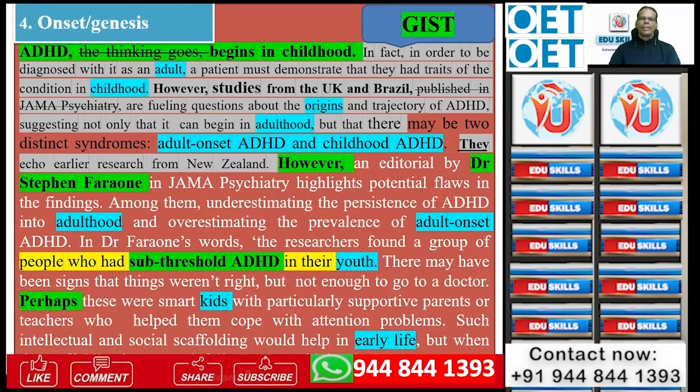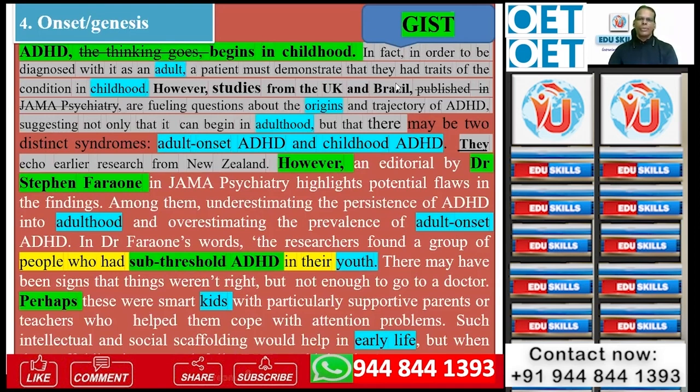So "ADHD, the thinking goes" within inverted commas, you can strike out. You need not even read. That's the secondary information which you don't require to get the gist of it. So "ADHD begins in childhood" is the topic sentence. Then you have adult, childhood, genesis, that is onset, adult onset, subthreshold ADHD, which means childhood, youth, kids. See how repeatedly they are speaking about the mother sentence I told you, the first sentence. They are repeating the same idea in all the paragraphs using this child, adult.